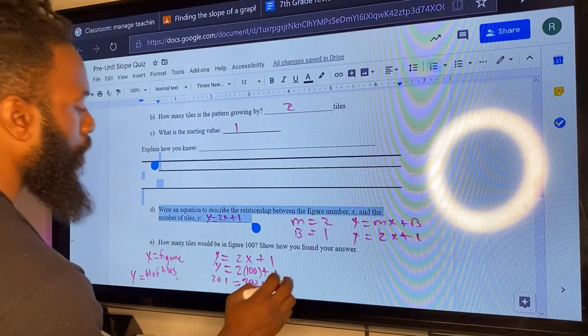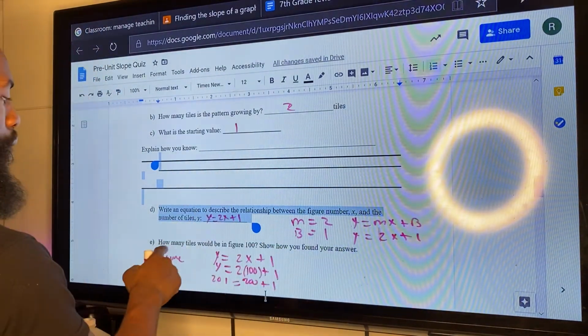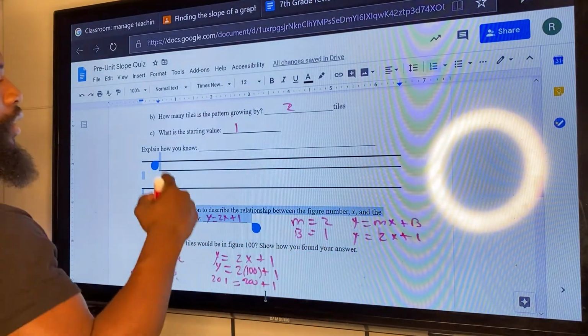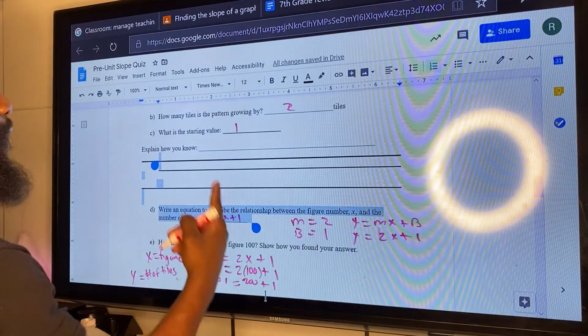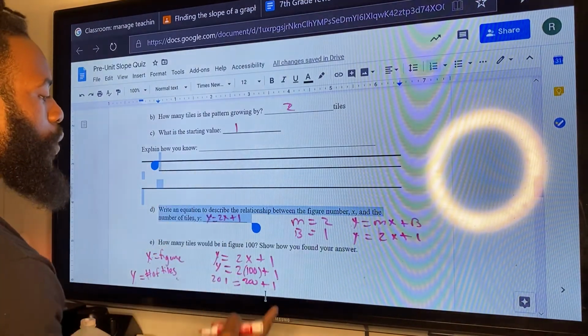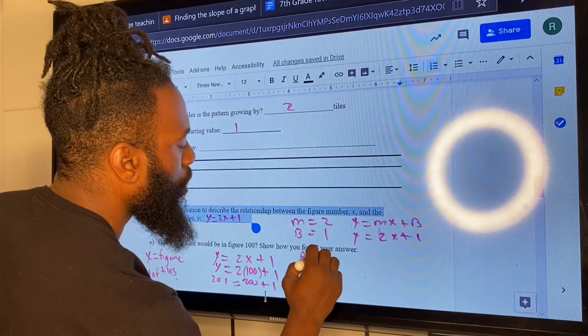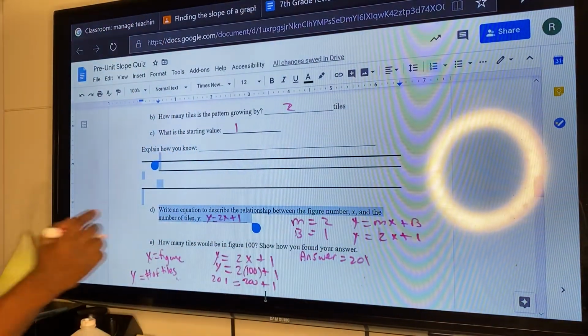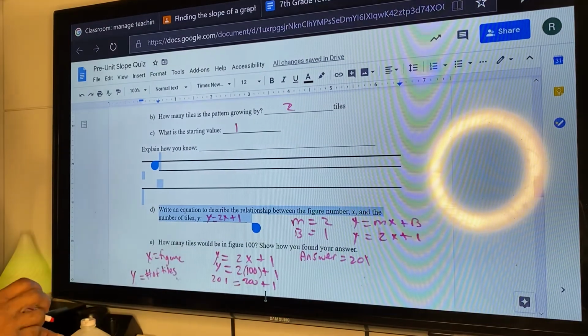So how many tiles would be in figure 100? Show your work on how you find your answer. The number of tiles in figure 100 is 201. You guys will have to put this in a full sentence to receive full credit for that.